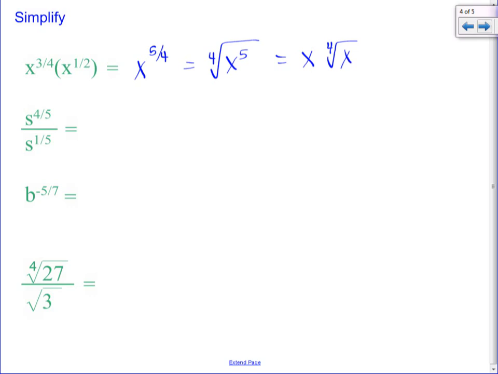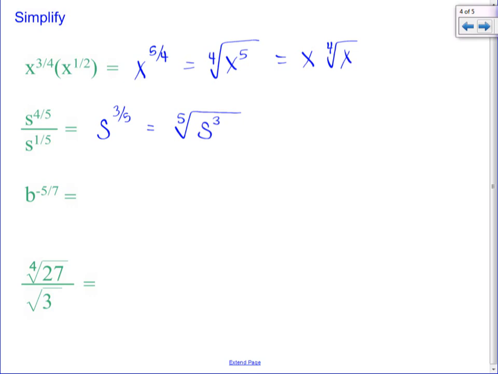Okay, what's our rule with exponents if we're dividing like this? We subtract them. So what's 4/5 minus 1/5? 3/5. So all we have to do is switch it over to radical form. What number's on the outside? 5. And we've got x to the third. Do we have a group of 5 in there? No, so that's as simplified as it goes.